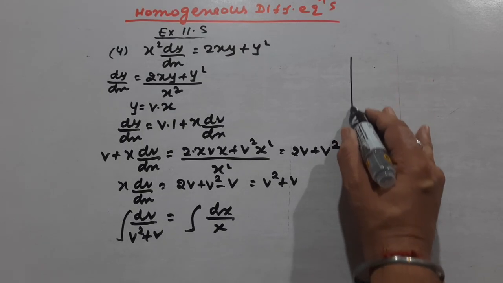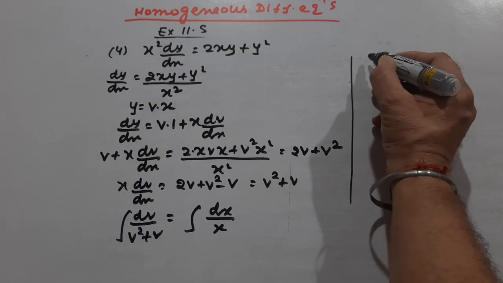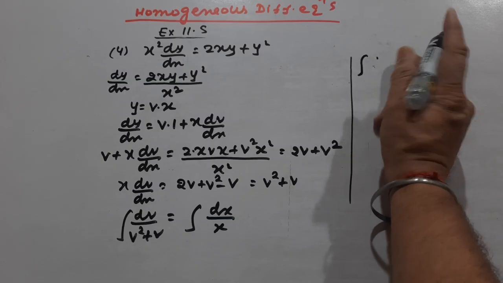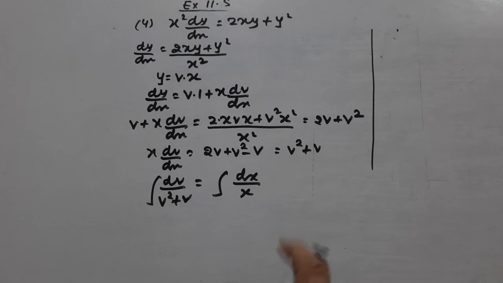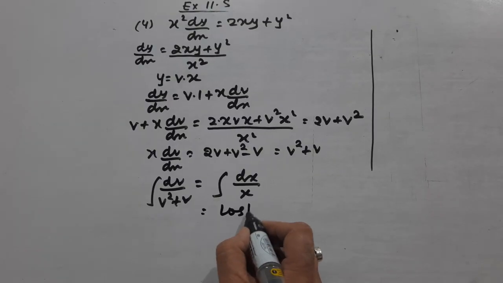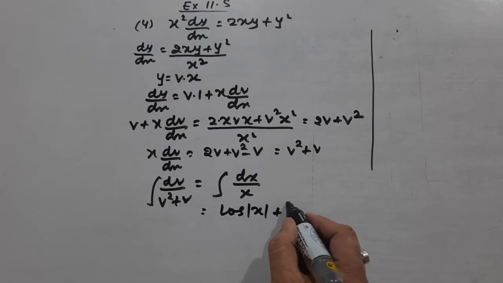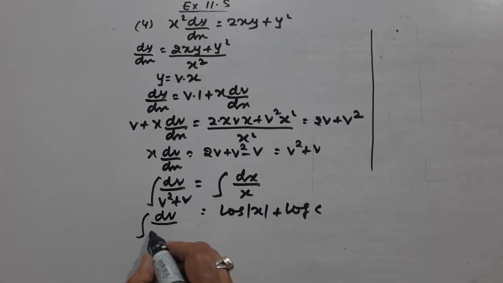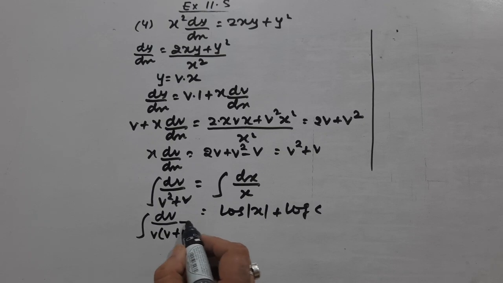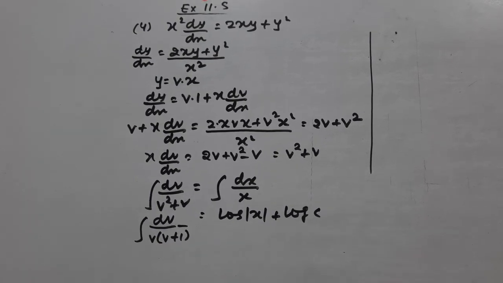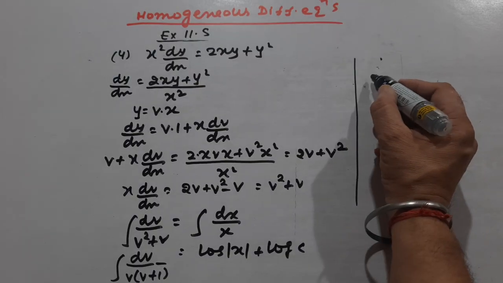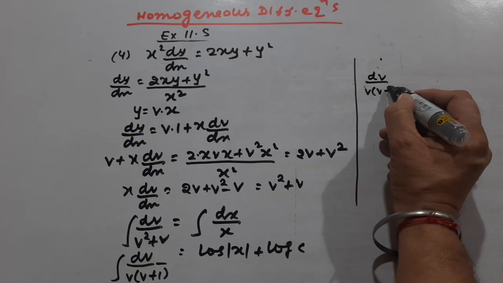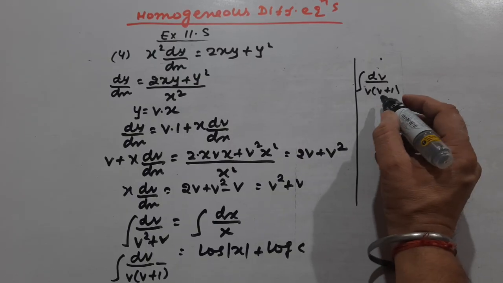Now let us see how we can integrate. Let us integrate it separately. The integral of dx upon x is log x plus log c. Now we can write the left side as dv upon v into v plus 1. To integrate this factor, we use the method of partial fractions. Let us see how we can integrate by using partial fractions.